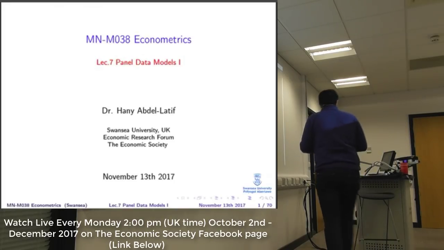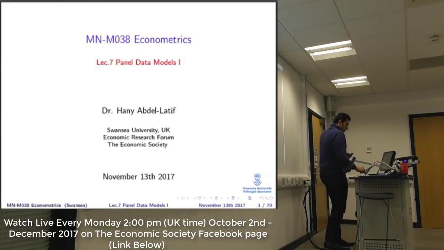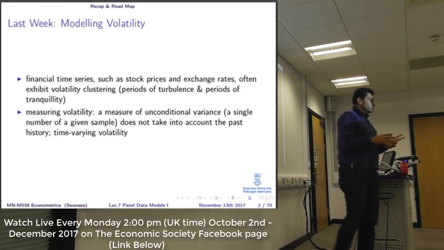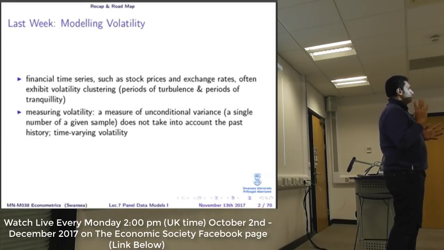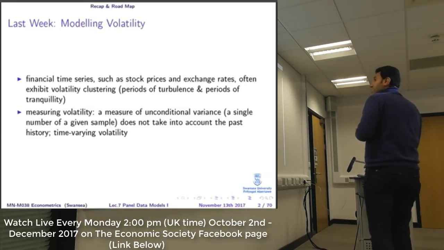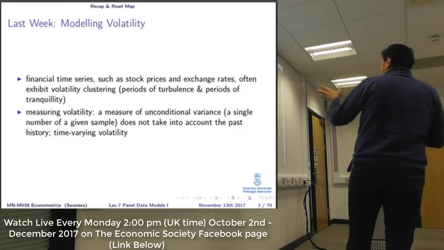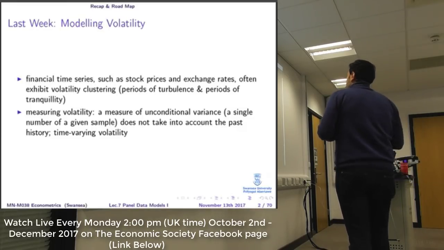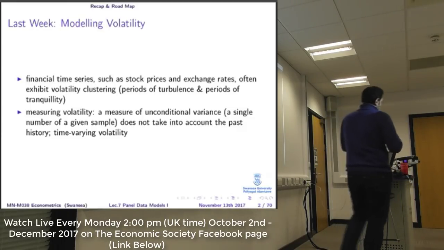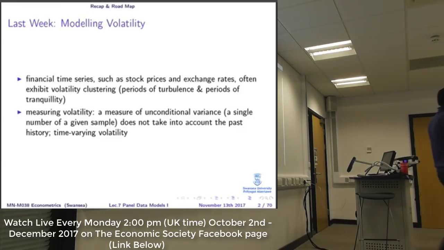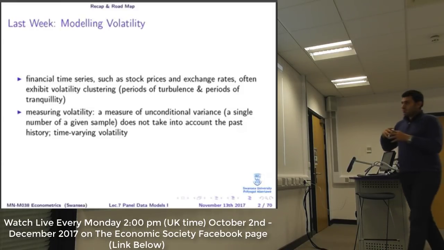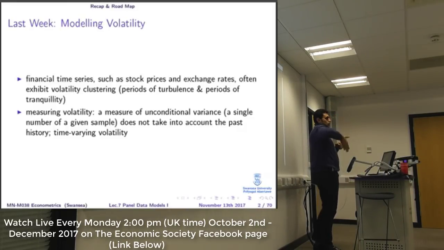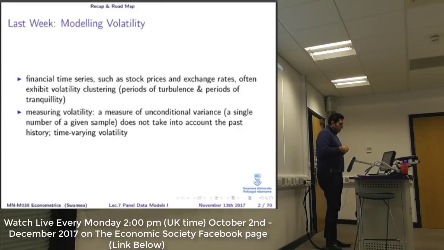But before we do that, let's first have a look at what we did last week. So last week we looked at two topics. We discussed how to model volatility, and we explained how financial series such as stock prices and exchange rates often exhibit volatility clustering, where we have periods of turbulence or periods of more calming. So when you look at how the series behave over time, you'll see such volatility over time.